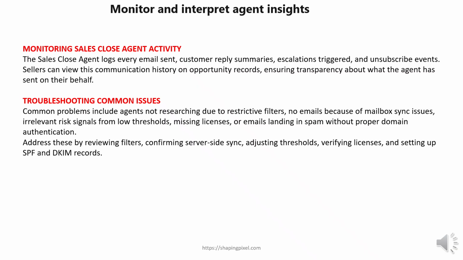Sellers can view this communication history on opportunity records, ensuring transparency about what the agent has sent on their behalf. Common problems include agents not researching due to restrictive filters, no emails because of mailbox sync issues, irrelevant risk signals from low thresholds, missing licenses, or emails landing in spam without proper domain authentication. Address these by reviewing filters, confirming server-side sync, adjusting thresholds, verifying licenses, and setting up SPF and DKIM records.